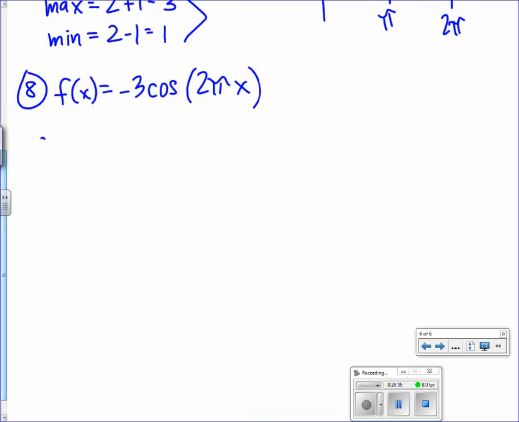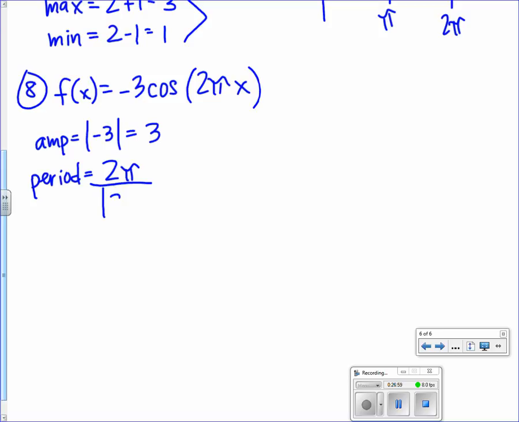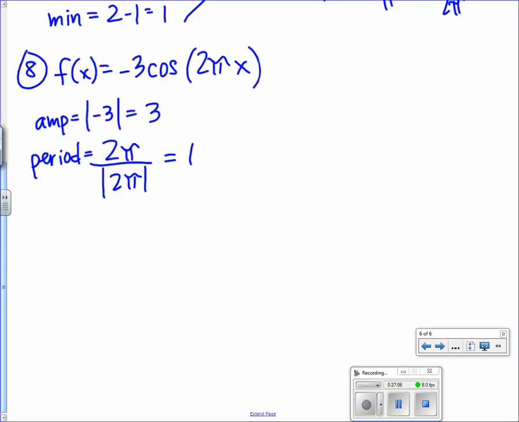Amplitude is the absolute value of what number? Absolute value of negative 3, which is a positive 3. James, you should be sitting down. Thank you. Period is 2 pi over the absolute value of b. What is multiplying to the x? 2 pi. So it'll be 2 pi divided by the absolute value of 2 pi. So what is it going to be? Just 1. No pi. It'll just be 1 on the x-axis, every 1 unit.